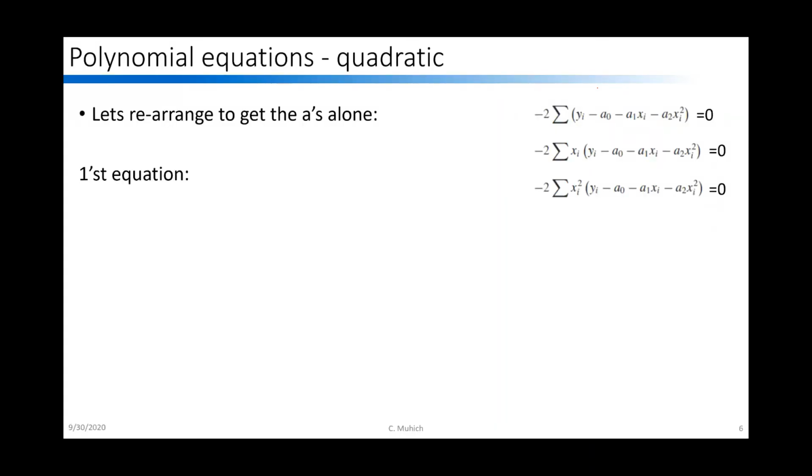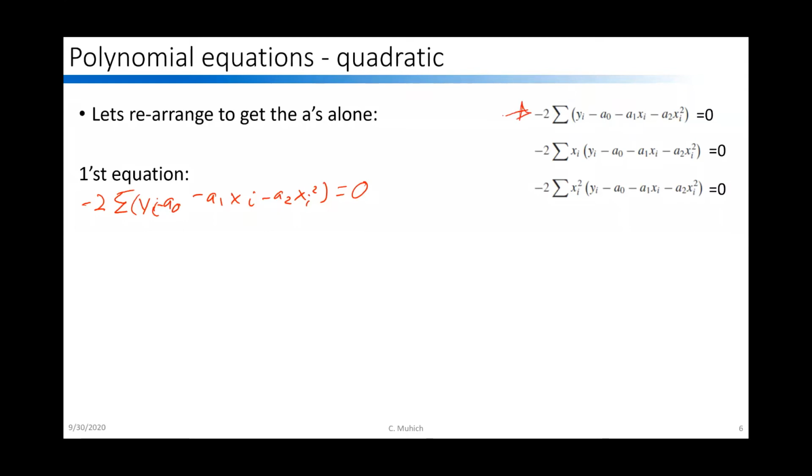So we should tackle that first equation. We're going to rearrange this equation. Remember, it's -2 times the sum of yi minus A0 minus A1 xi minus A2 xi squared, and all of this is going to be set equal to 0. The goal in this case is to get A0 all alone, because we're going to tackle this equation first.